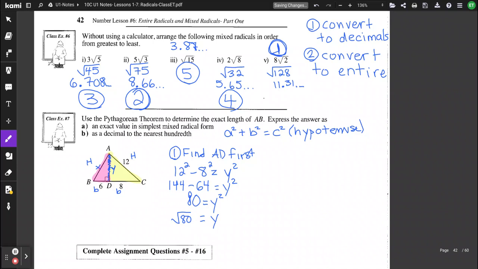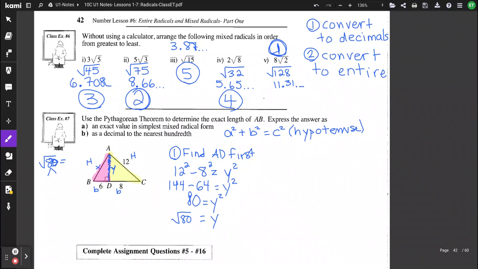So we ended up with square root 80. We need to change that to a decimal. What is square root 80? Okay, and now we're going to break it down into a mixed radical. So 80, if I go on my chart, 80 will divide by 4, but it'll divide by bigger numbers than 4. So what we do is we take a look at our perfect squares and we divide 80 by all of the perfect squares that are smaller than 80.